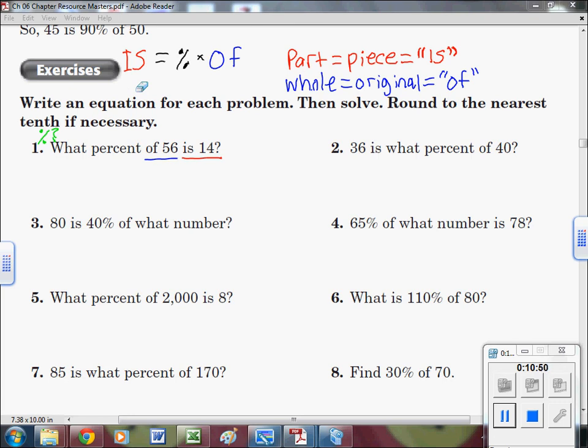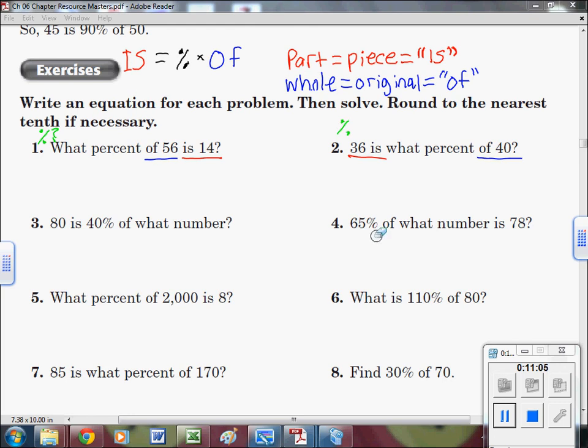Now, look at number two. In number two, they said 36 is what percent of 40? Well, hey, of 40, that's your of number. 36 is, that's your is number. What percent? Okay, so in this question, you're also looking for percent. That's what we're looking for.